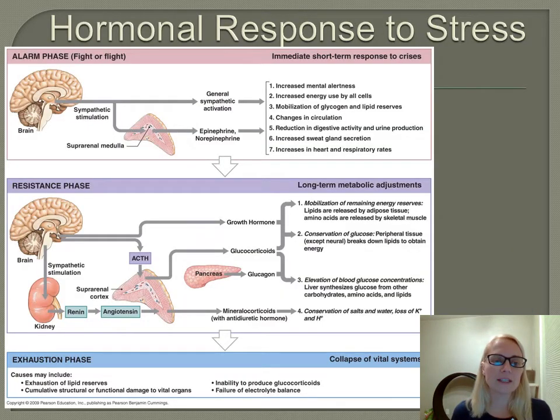All right, the last thing is what we call the general adaptation syndrome, or GAS, okay?